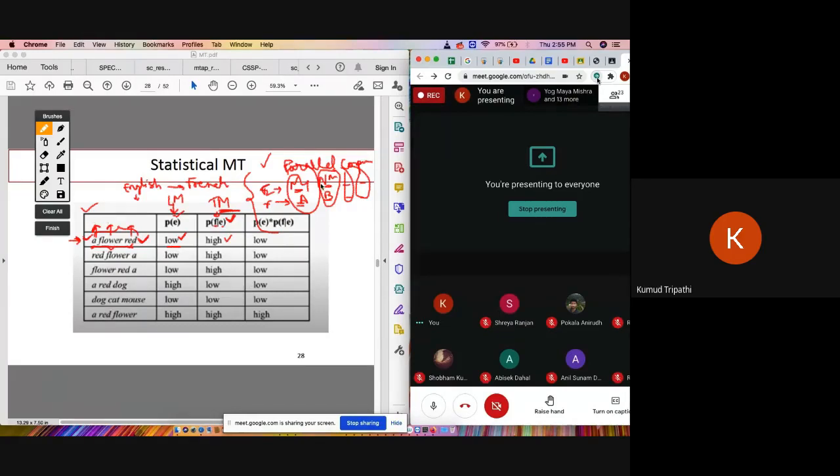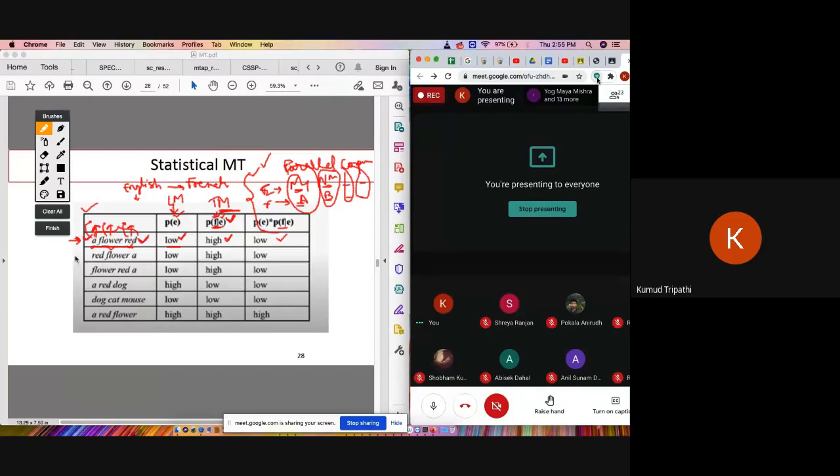Because you already have this parallel corpora, and with it you can extract the corresponding word for each English word. This is what you are trying to extract: the probability of the French word given the English word. So this is definitely going to be high. That's why the probability is high. But when you multiply these two probabilities, the result is low.